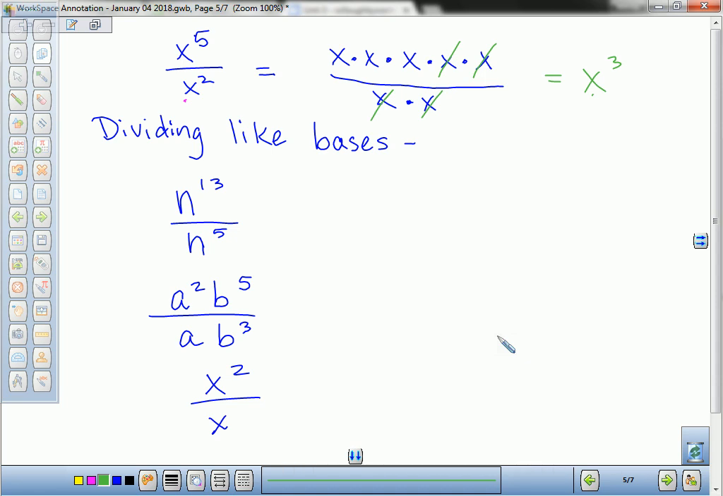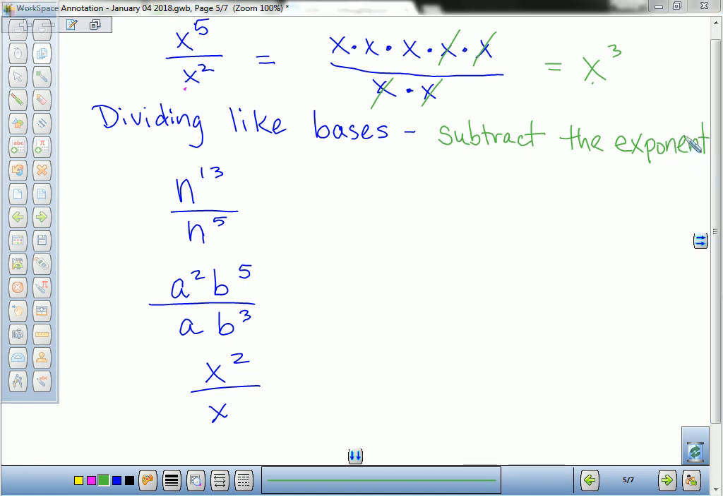But if we did that every time and wrote it all out, that would be a pain, and y'all would all quit school. So we're not going to do that. We're going to do the shortcut. So what happens when we divide like bases? What you're doing is you're subtracting the exponents. And I actually like to think of it, instead of subtraction, I think of it as canceling.